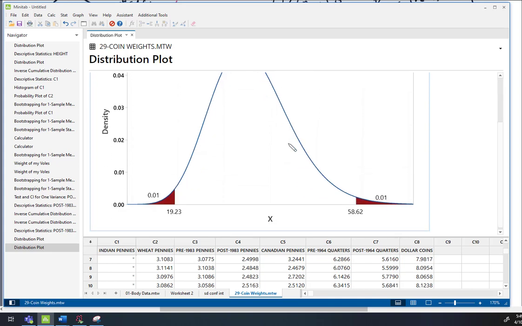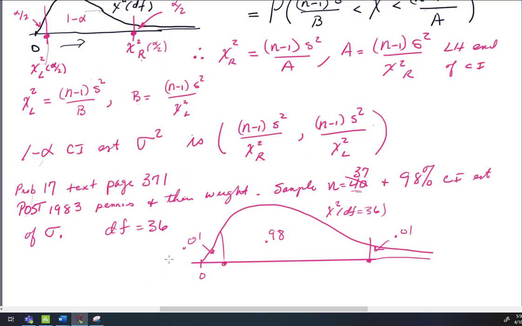And here is what our distribution plot looks like. Now you can see this is not symmetrical. It's not as skewed as I drew it. I drew it skewed to emphasize the skew, but it is skewed right. This longer tail points over to the right. It starts at 0. There are no negative values. And this critical value on the left is 19.23. I'm writing these down. And the one on the right is 58.62.